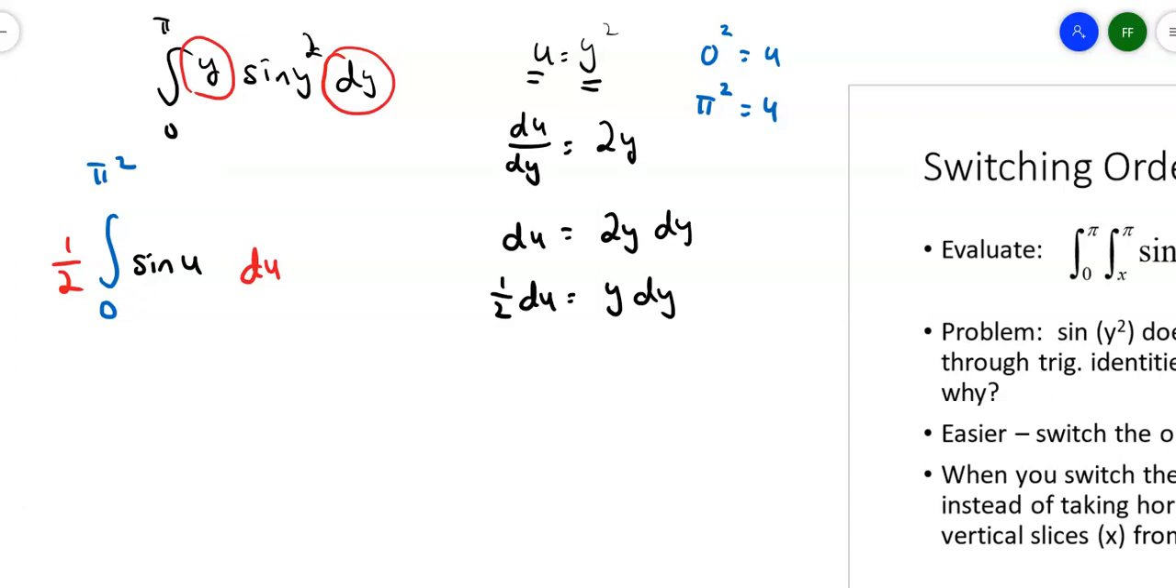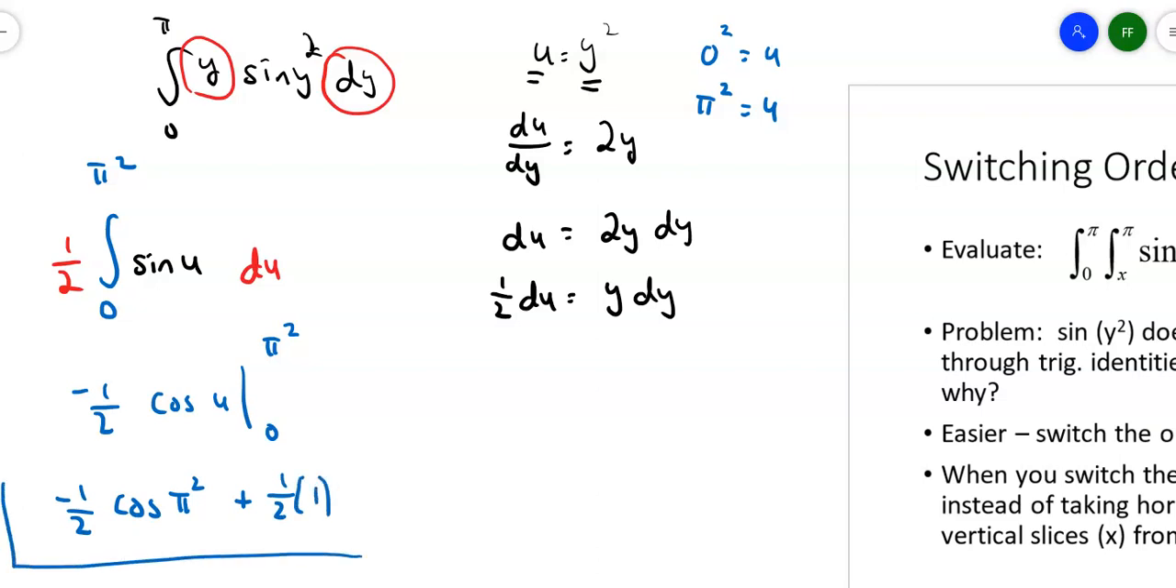All right, antiderivative. So the antiderivative of sine is negative cosine, so this gives me 1/2 negative cosine of u evaluated at pi squared and at 0. So negative 1/2 cosine of pi squared minus a negative 1/2 cosine of 0, which is just 1, and there's my answer. I'm not doing anything with the cosine of pi squared. What am I going to do with a cosine of pi squared?